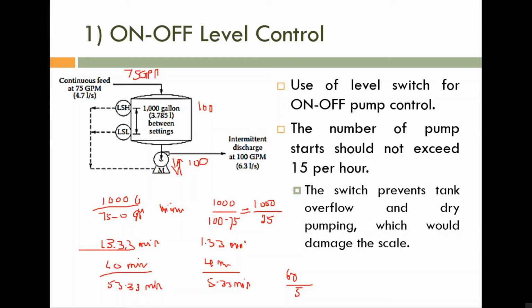So to overcome that, for a centrifugal pump the number of starts must be less than 15 per hour. If it is greater than 15, then we have to use more than one pump. If the number of starts is greater than 15, we have to use more than one pump. Is it okay?